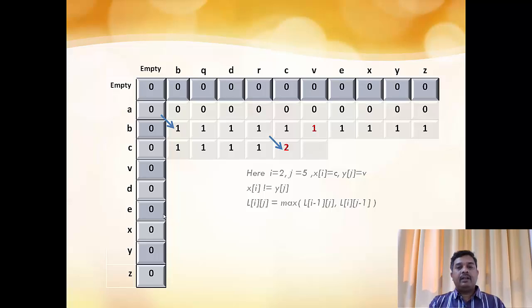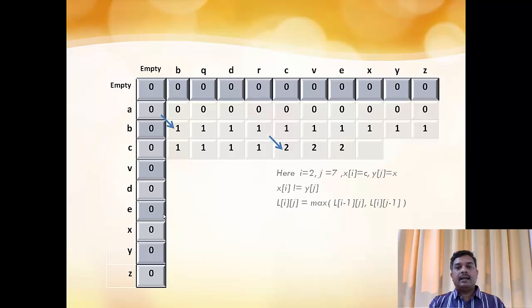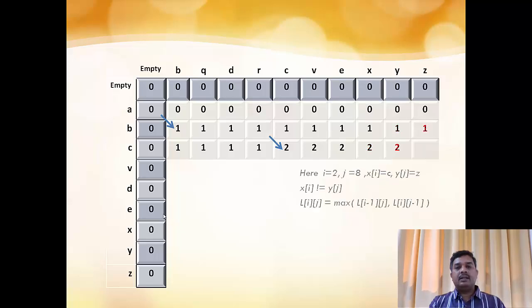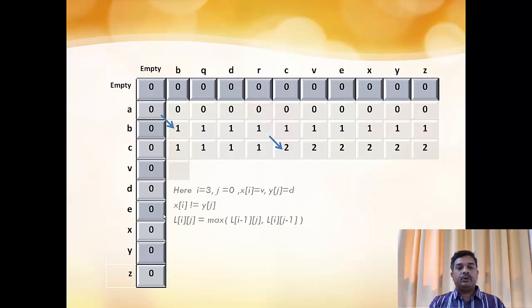Now C and V, C and E, C and X, C and Y, and C and Z are not same, so we are writing the maximum each time. Third row is also completed. Let us start with the fourth row. I equal to 3, j equal to 0.